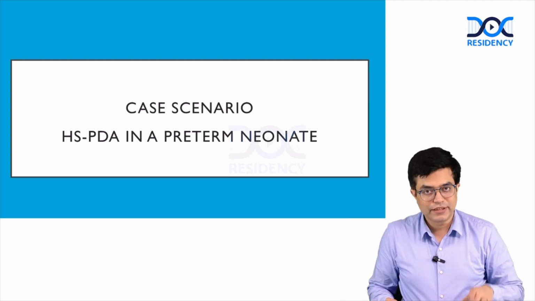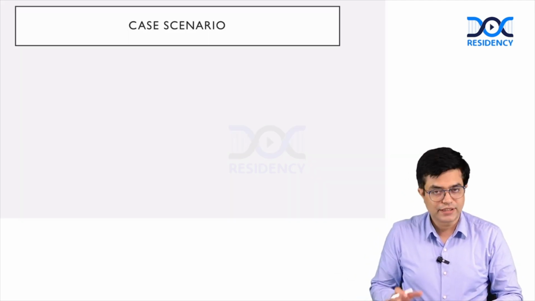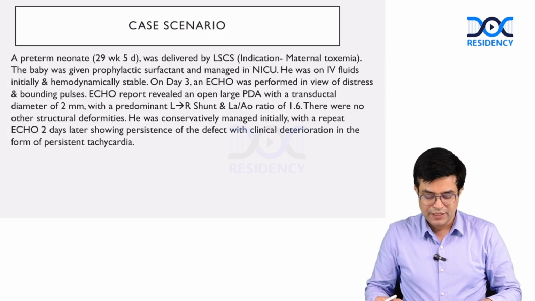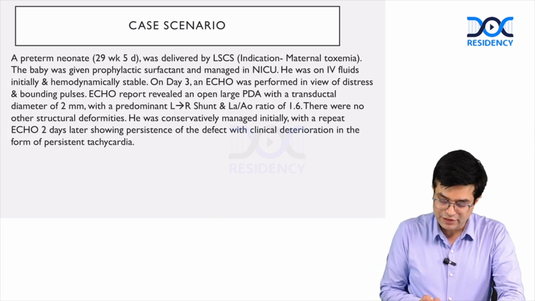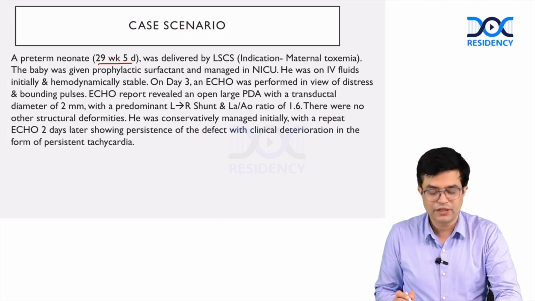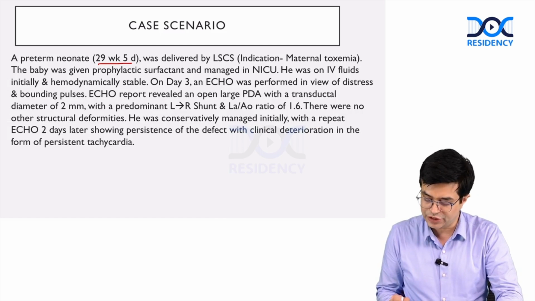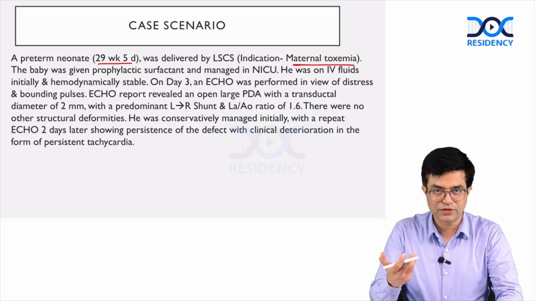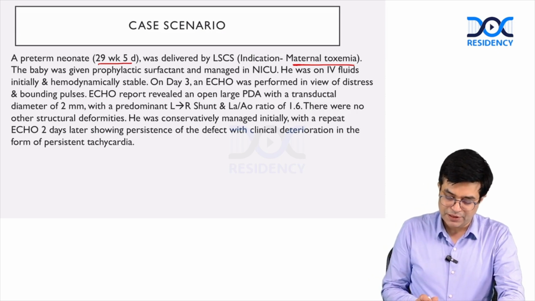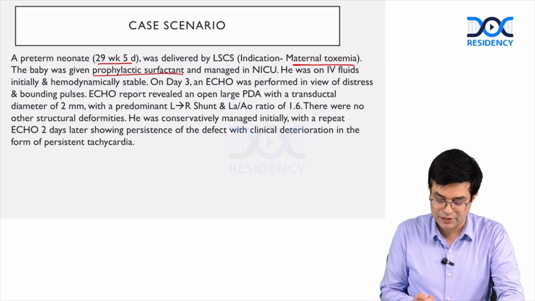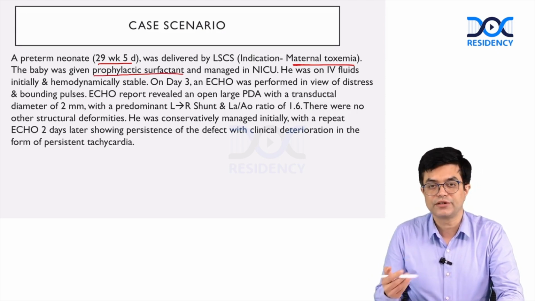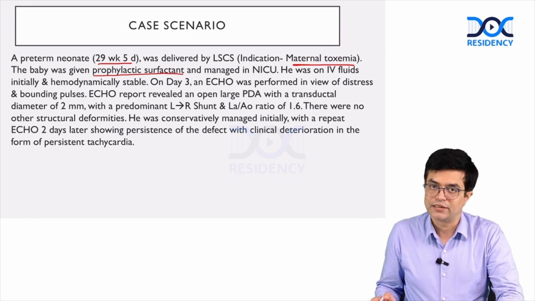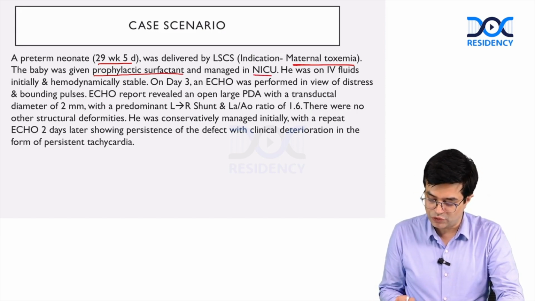So let us start with the case scenario first of all. There is a preterm neonate, 29 weeks 5 days, who was delivered by lower segment cesarean section. The indication was maternal toxemia of pregnancy, so the baby was delivered because of maternal indication. The baby was given prophylactic surfactant because it was a preterm child, and managed in newborn ICU.